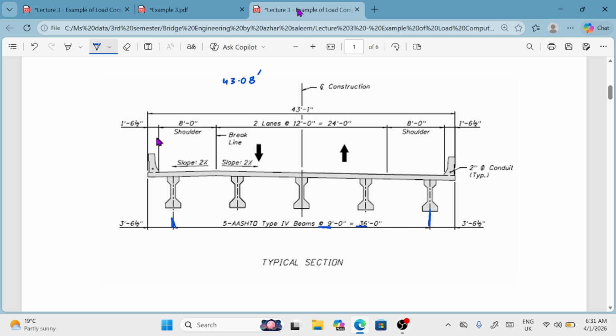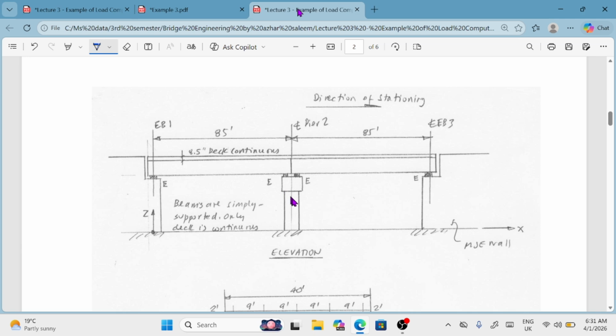And this is the barrier, 1 foot 6.5 inch is this barrier width. This is an elevation of the bridge, and this is a pier, this is a girder, this is the deck. And this is the barrier. So here is the barrier also. This is barrier, deck at once, and this is the girder.